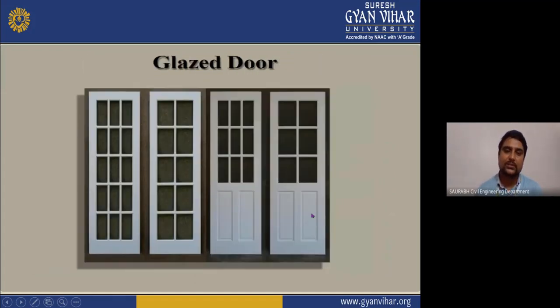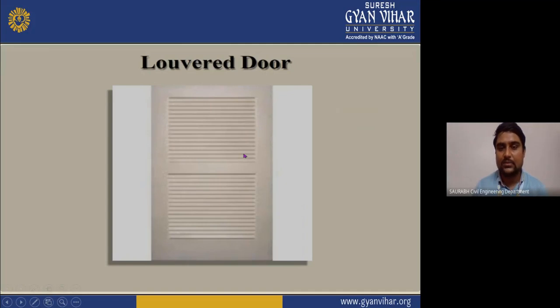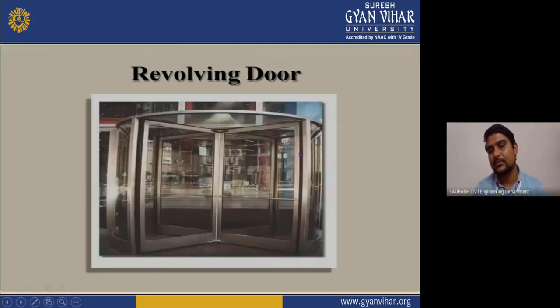And this is your glazed door. If you see the size of a glazed door, it will look like this. It may be half covered and half open. And this is your flush door. As you can see, this is also provided in the WC and kitchen area. And louvered door, this is provided for the aesthetic view.